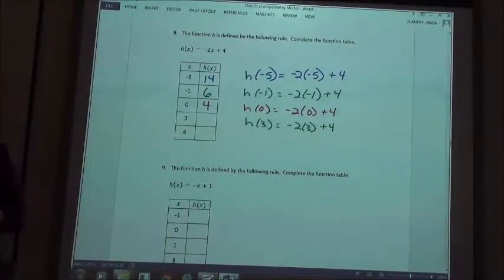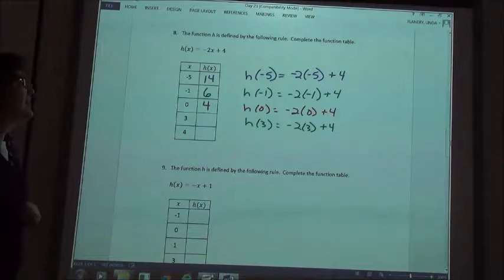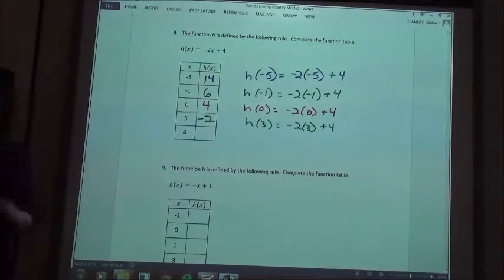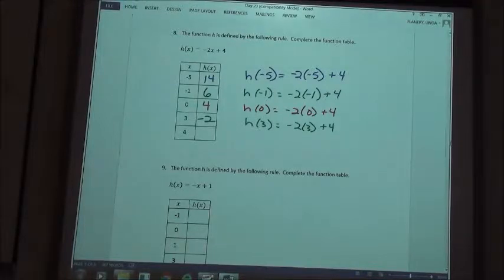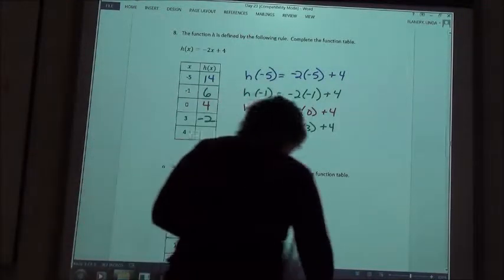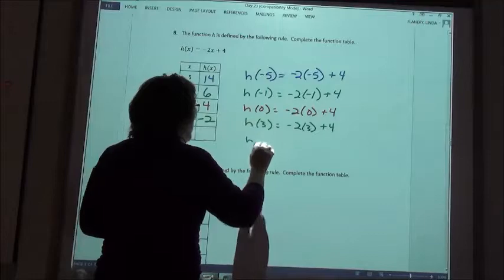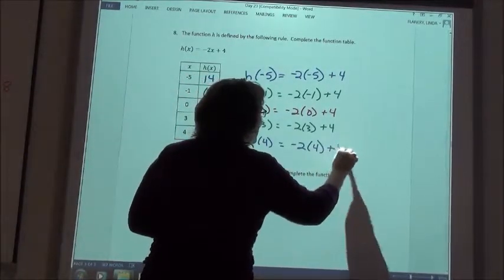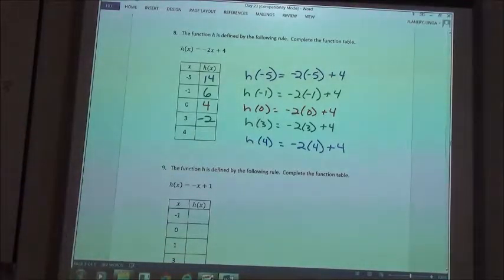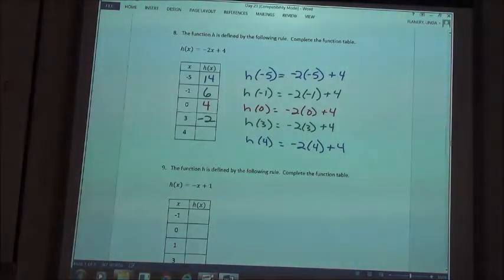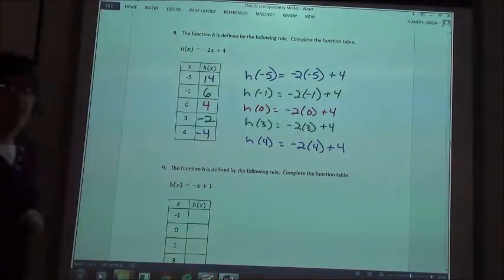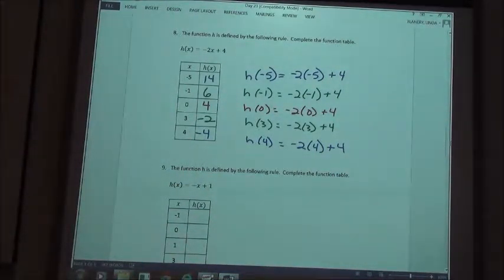And our answer is? 6 plus 4. Negative 2. Negative 6 plus 4 is negative 2, right? And then we have to do the 4. So h of 4 would be negative 2 times 4 plus 4. Gives us an answer of negative 4. Negative 8 plus 4 is negative 4, right?